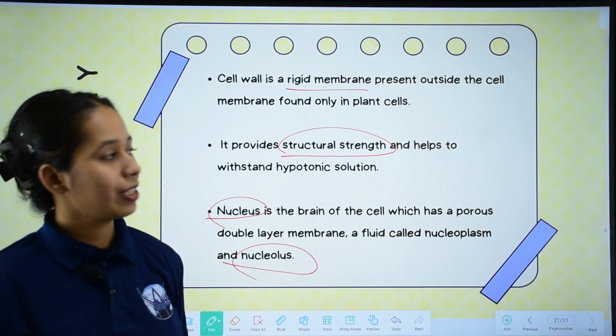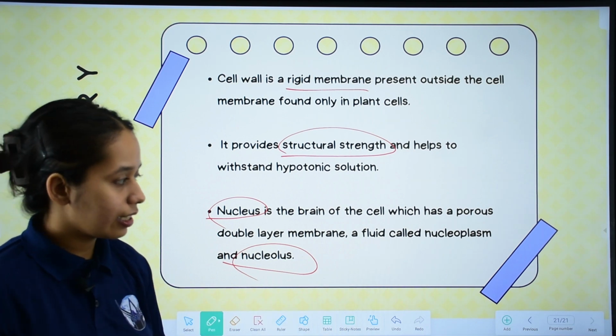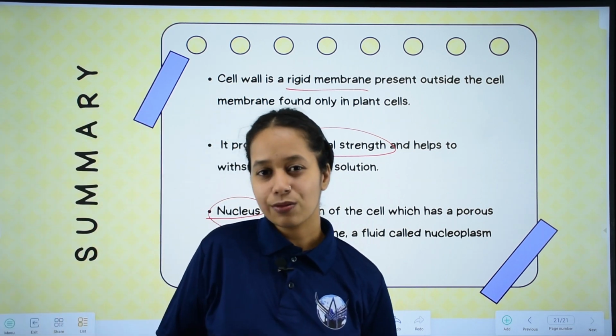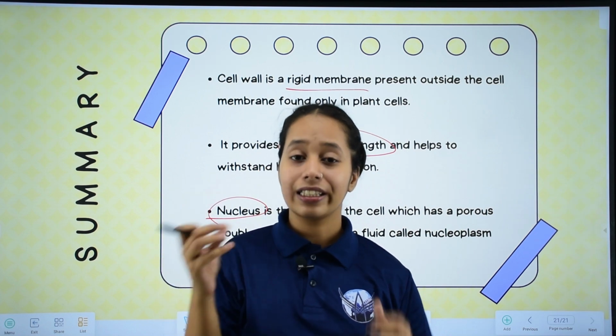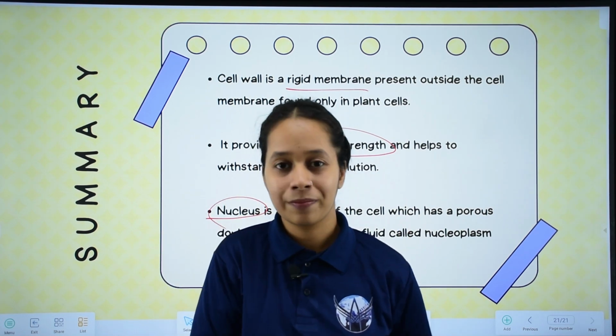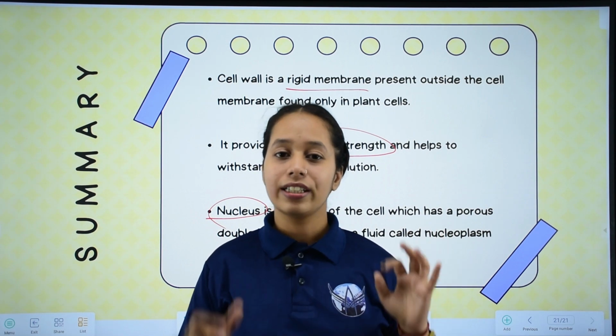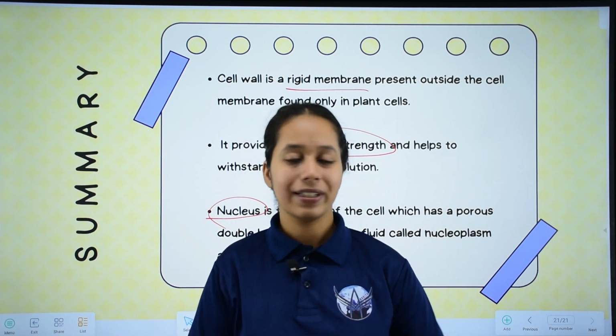In our next class we will go one step further and discuss the fluid present inside the cell, the third major feature that every cell possesses. So we will be studying about that.